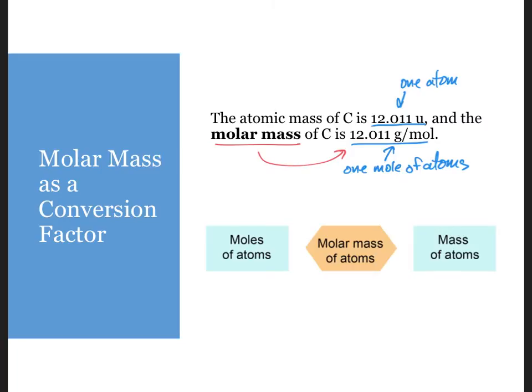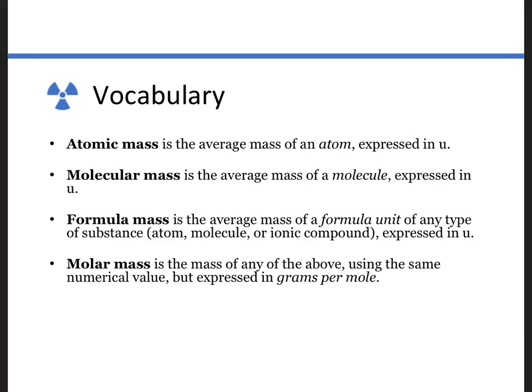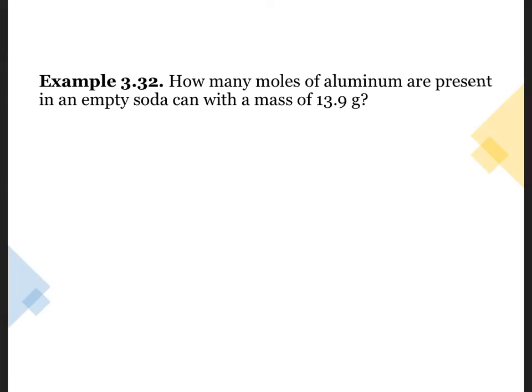The molar mass is a useful conversion factor to go from numbers of particles to mass of particles. Adding this to our list of terms, then, we can use formula mass to refer to the average mass of a formula unit of an atom, molecule, or ionic compound expressed in atomic mass units, but the molar mass refers to the mass of a substance in units of grams per mole. Let's see how we can use molar mass in an example.